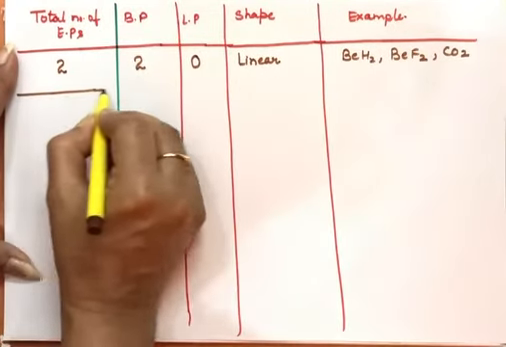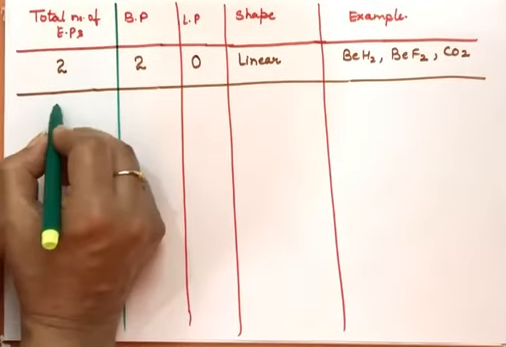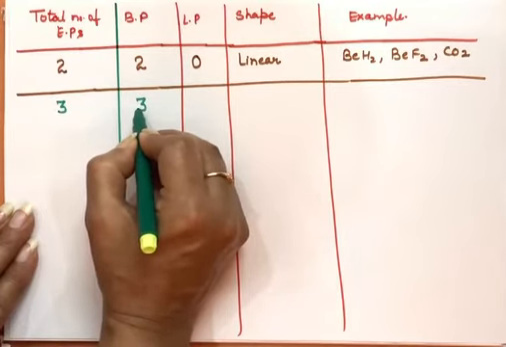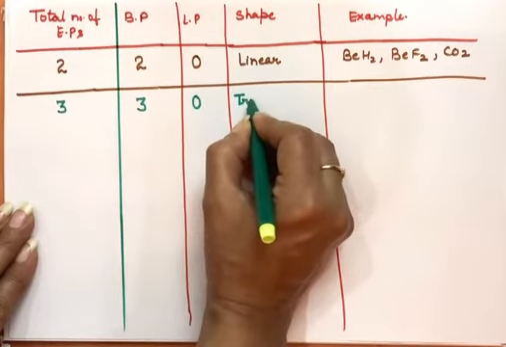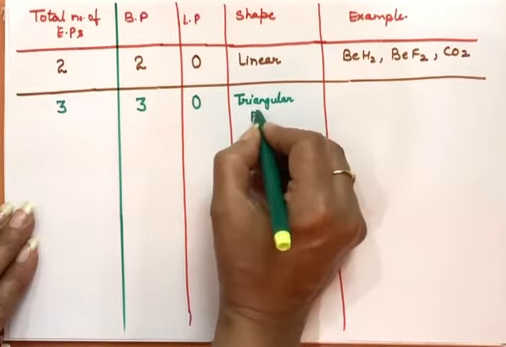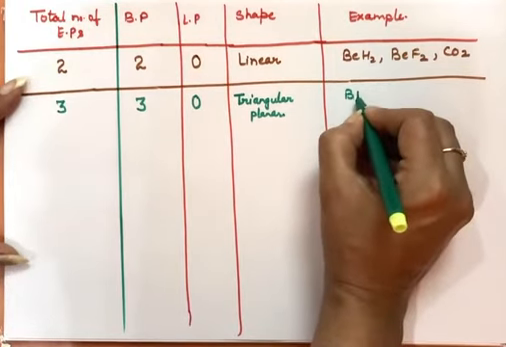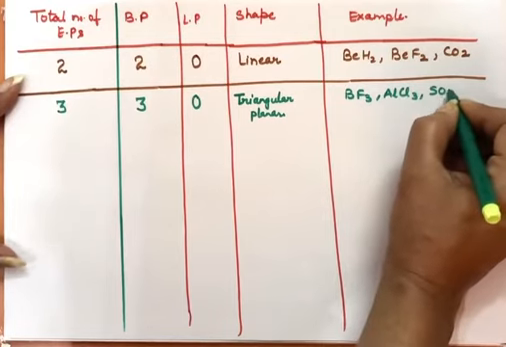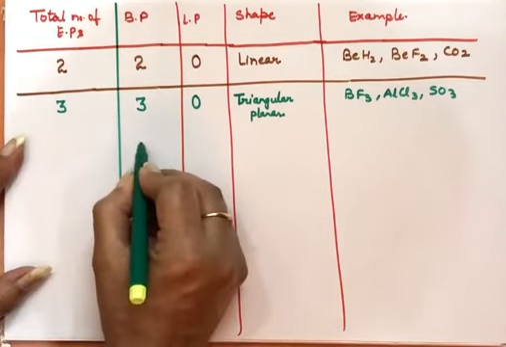Now after the two electron pairs, next I am taking three electron pairs. If there are three electron pairs and all three are bond pairs and no lone pair is there, the geometry will be regular symmetrical geometry, and that is triangular planar geometry. Examples are BF3, AlCl3, SO3.